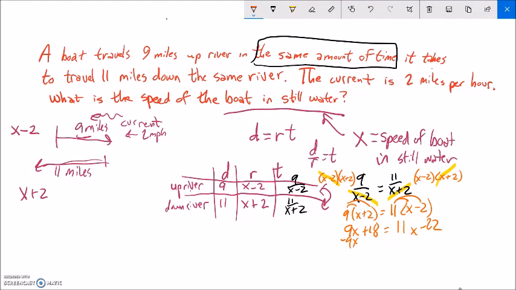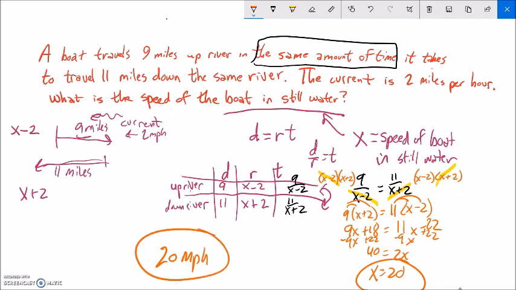I'm going to subtract 9x from both sides. That gives me a 2x. I'm going to add 22 to both sides. That's 40. That gives me 40 divided by 2. X is 20. So the speed of the boat in still water is 20 miles per hour.